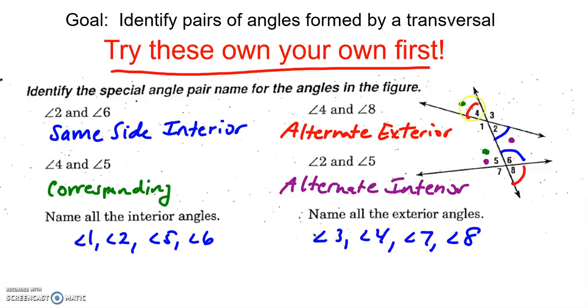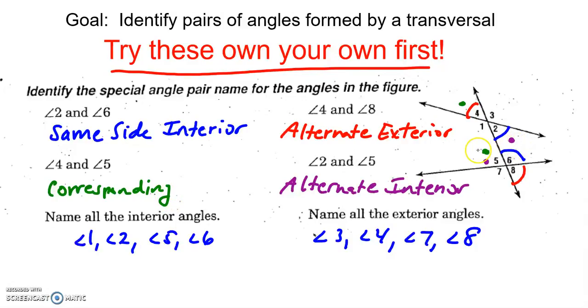The second pair, 4 and 8, look like they are on opposite sides of the transversal or alternate sides and are both exterior or outside of the two lines. So I said alternate exterior angles. The third pair I put as green dots, look like one's on the inside, one's on the outside. The only pair that's true for is corresponding.